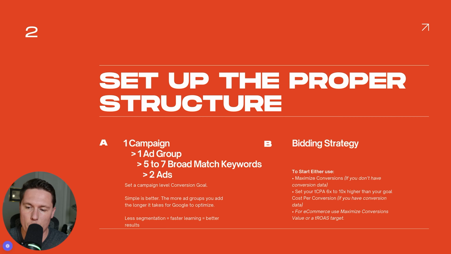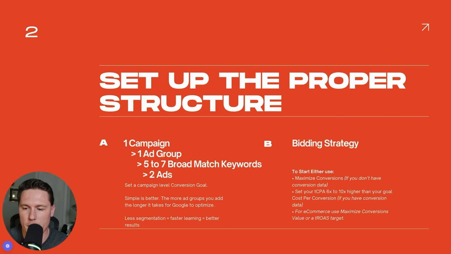And then if you want to, feel free to set a target CPA 6 to 10 times higher than your goal cost per conversion if you have the conversion data. Now, if you don't have any conversion data, I would start with maximize conversions. Then for e-commerce, use maximize conversions value or TROAS target, kind of same principles.